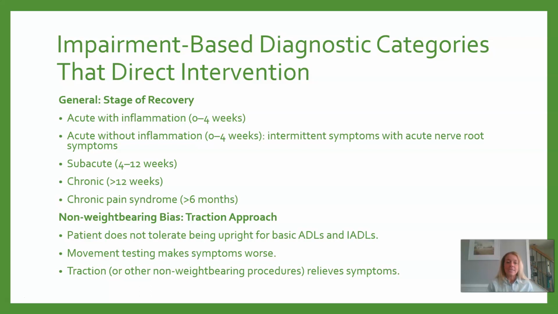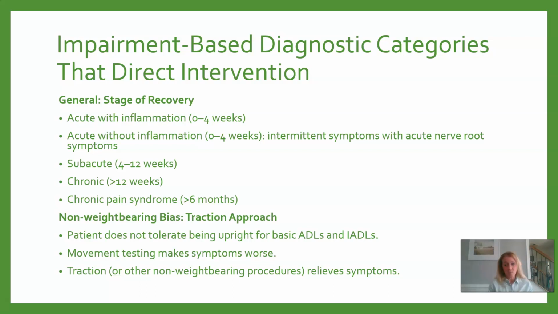If someone has significant pain in their low back or their neck, we may begin with a non-weight-bearing bias treatment approach or a traction approach. And this means that the patient doesn't tolerate being upright for ADLs very well. Just even doing basic things is very painful and difficult. Movement testing makes symptoms worse. So forward flexion, extension, everything tends to make them worse. So these are the people we were kind of at a loss with. We're not really sure what to do because everything makes them worse.